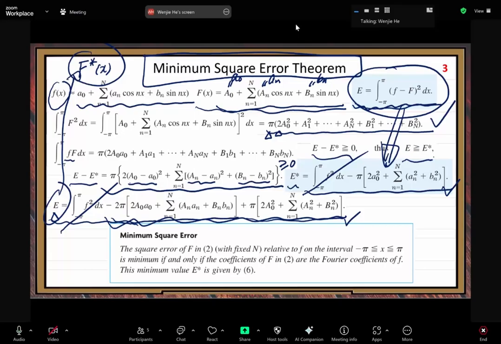Let me just quickly go through this error. After that, we will look at the application of this theorem. The square error of f in equation 2, what is equation 2? This is equation 2, the error capital F is defined by this equation. The square error, with fixed capital N relative to f on the interval, is the minimum if and only if the coefficients of capital F in equation 2 are the Fourier coefficients of little f, and this minimum value E star is given by equation 6. This is equation 6. That's the theorem, the minimum square error theorem.